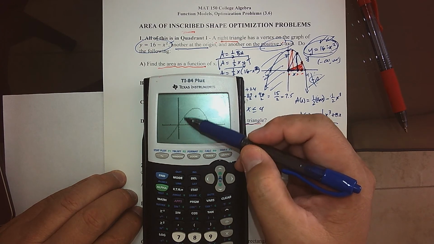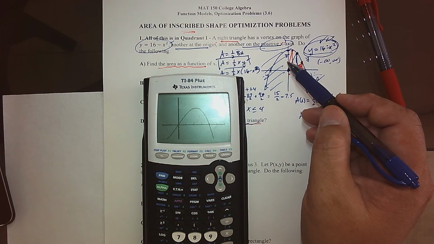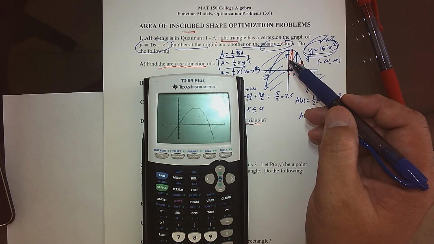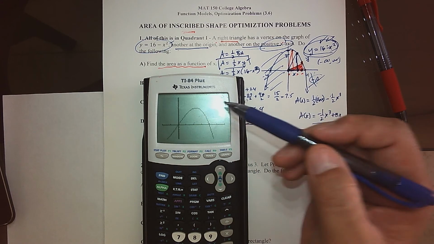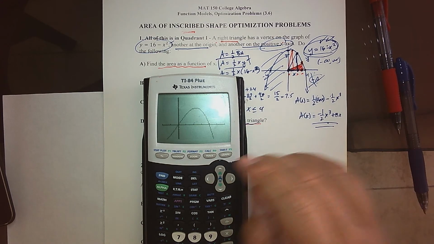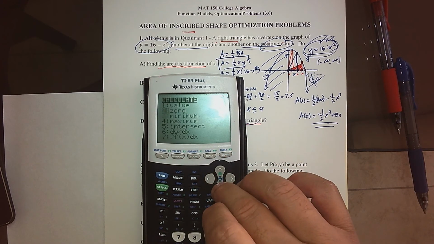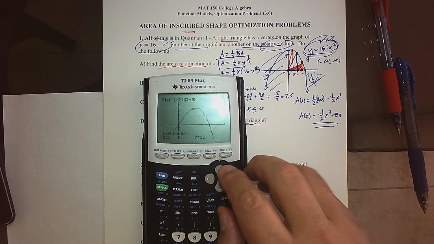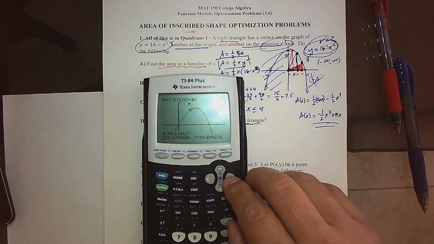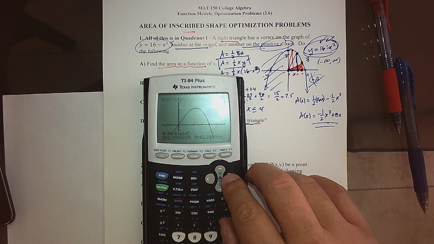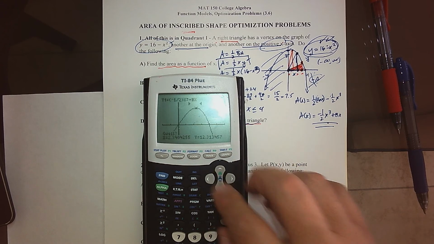And this is basically giving us the area of my right triangle underneath that curve, that inscribed part. And there definitely is an x value that gives us a max. So when we go find that, second calculate, we'll look for a maximum value. I have to make sure my cursor is just to the left of that maximum value, and then just to the right of that maximum value. And then I have to give myself a guess.